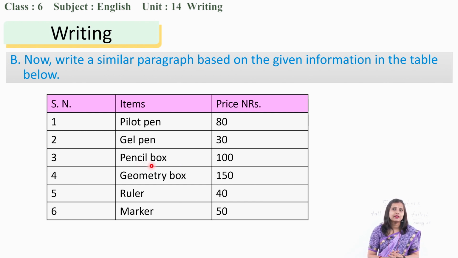How many pencils are there in a box? 12. Okay. So, pencil box cost how much? 100 rupees. All 12 pencils in the box will cost you how much? Yes, 100 rupees. Like geometry box. What things are there in the geometry box? Tell me. Do you have a geometry box? What are there? Okay, ruler is there. Then compass. Okay, there is divider also.